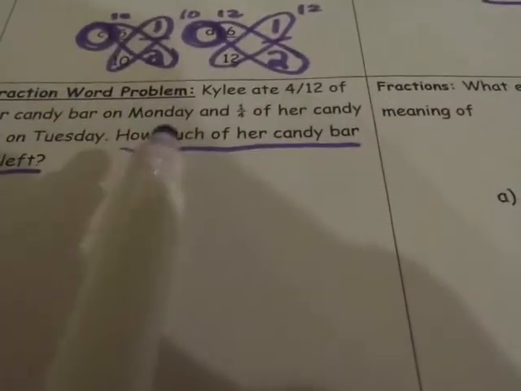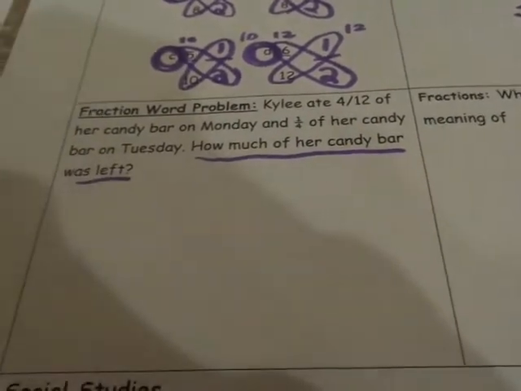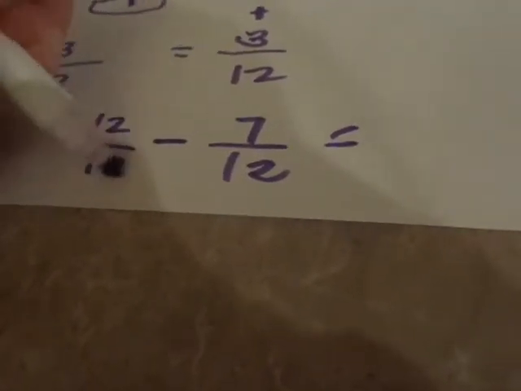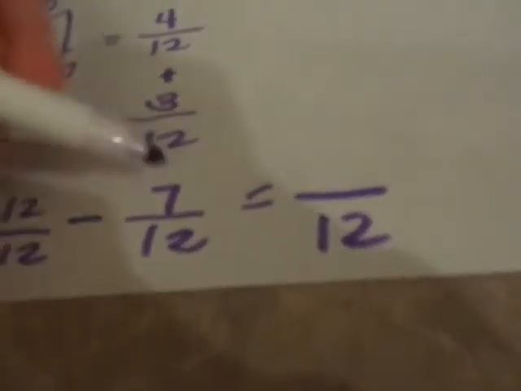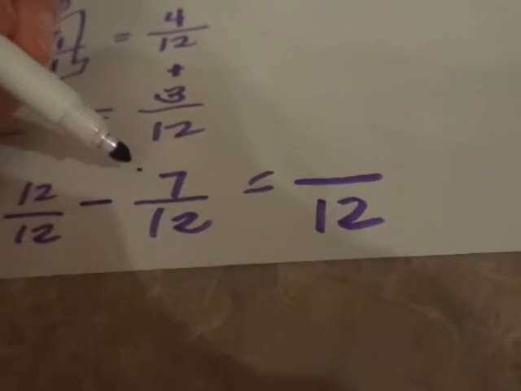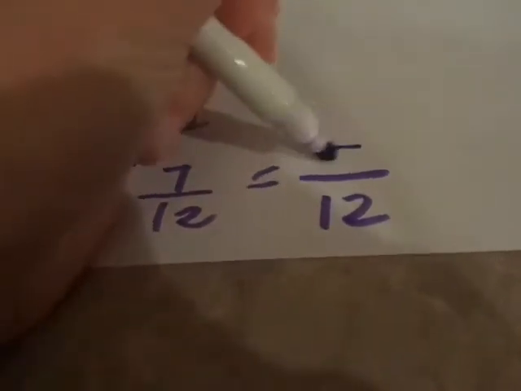But that's not what we're looking for. We're looking for how much of her candy bar was left. So I have to take this number and subtract it from the whole candy bar. Well, if it has 12 equal pieces, what would our 1 whole equal? 1 whole would be 12/12. So I subtract how much she ate from the whole to know how much she had left. Denominator stays the same. 12 minus 7. Count up. 7, 8, 9, 10, 11, 12. There was 5/12 candy bar left. And then I think if that can be reduced, it cannot because the GCF is 1.